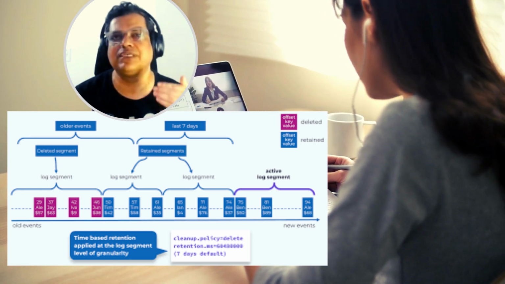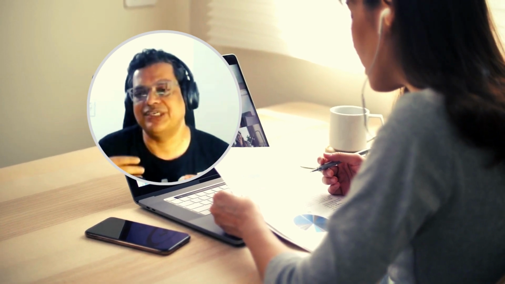So let's start with time-based retention. Kafka allows you to specify a time-based retention policy for topics. For instance, you can configure a topic to retain messages for 7 days, and that is log.retention.hours equal to 168, which is 7 days. After this period, the old segments containing the expired messages will be marked for deletion.